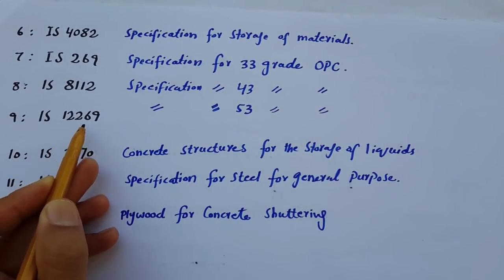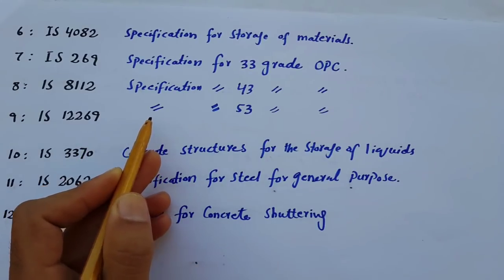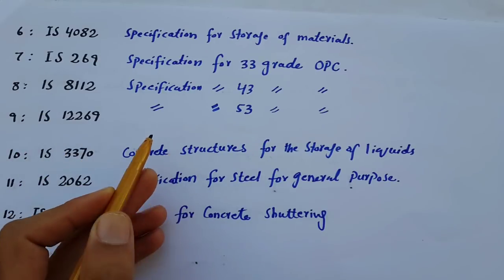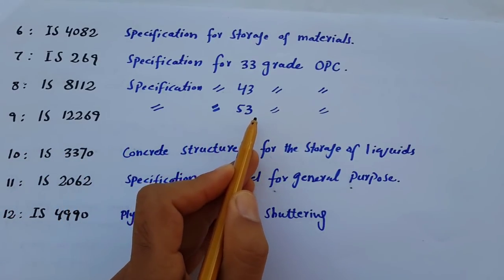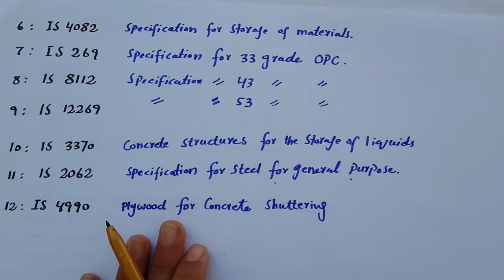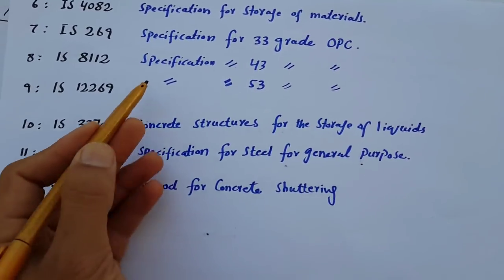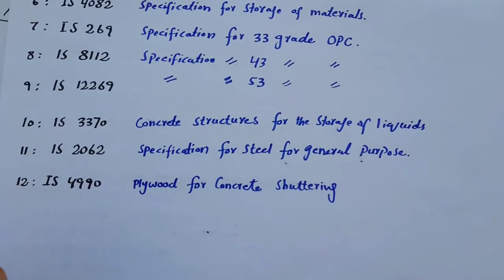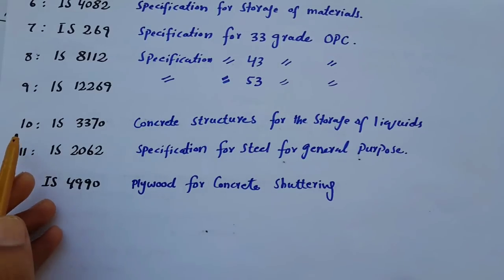Another one, IS 12269. In this IS code, we can learn more about the specification for 53 grade OPC. Okay, another one we have, so here is all knowledge about 33 grade cement, ordinary Portland cement.